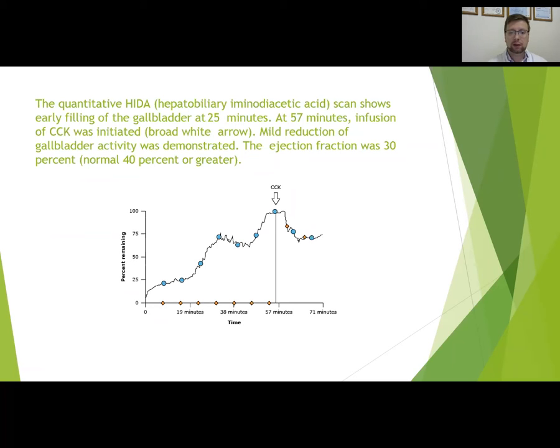On this slide we can see a quantitative HIDA that shows early filling of the gallbladder and at the 25th minute. Here we can see it. At the 57th minute, here we can see the infusion of the CCK was initiated, the broad white arrow, stimulation. Mild reduction of the gallbladder activity was demonstrated. The ejection fraction was 30%, and normal is at least 40% or greater.